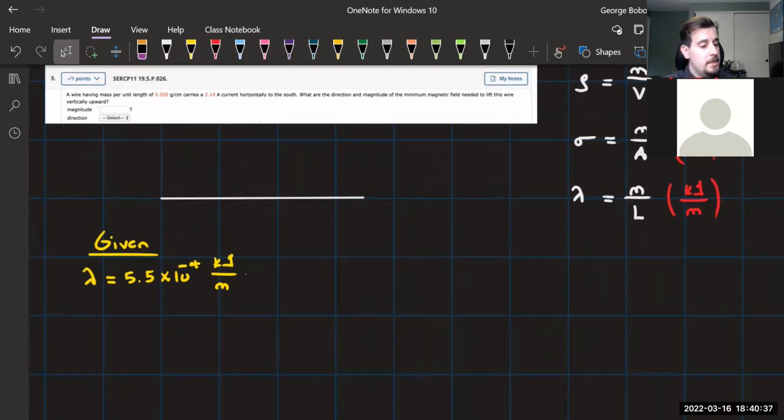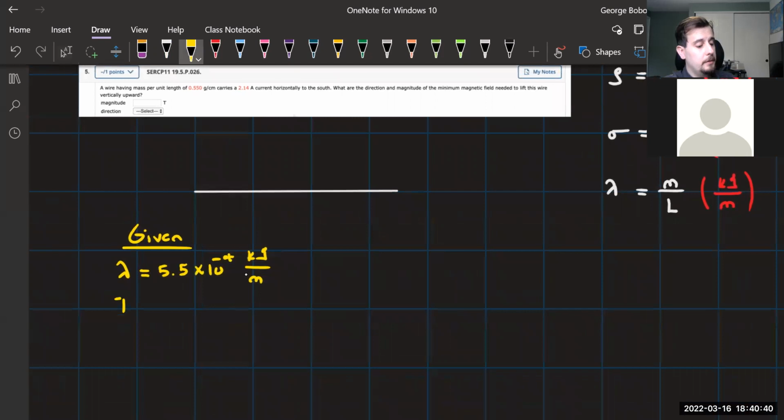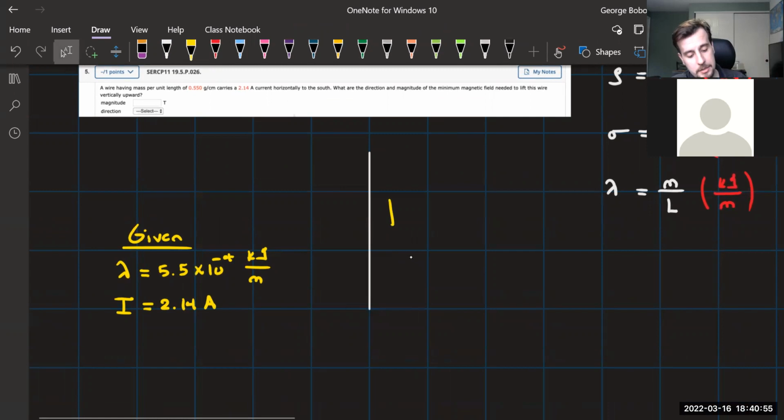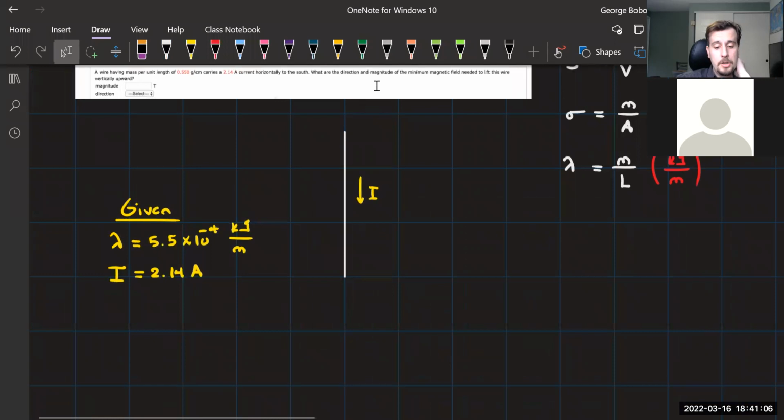Okay, we carry a current. The SI unit for current is amps. So this is good, 2.14 amps. Horizontally to the south. Okay, I guess the wire needs to be oriented like this, and the current needs to be oriented like this if we put a north-south type of axis here. Fair enough. What are the direction and magnitude of the minimum magnetic field needed to lift this wire vertically upwards? Okay.